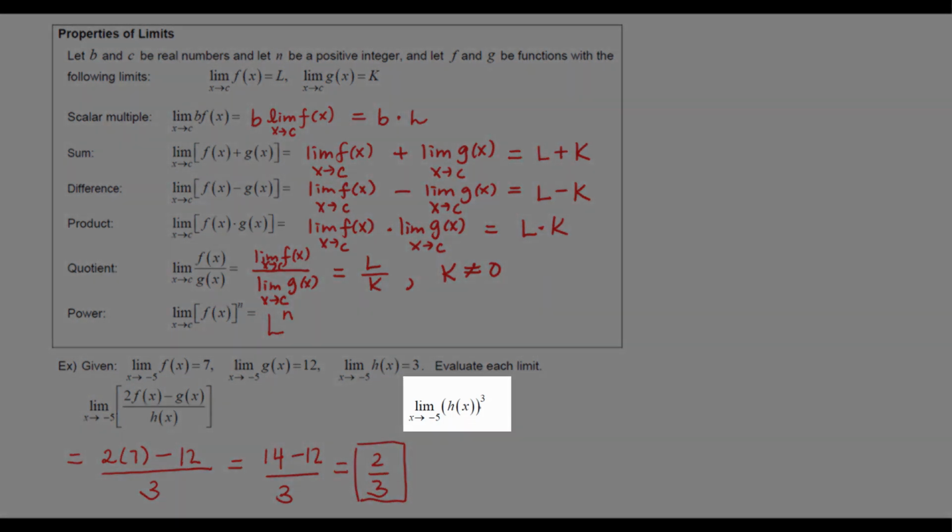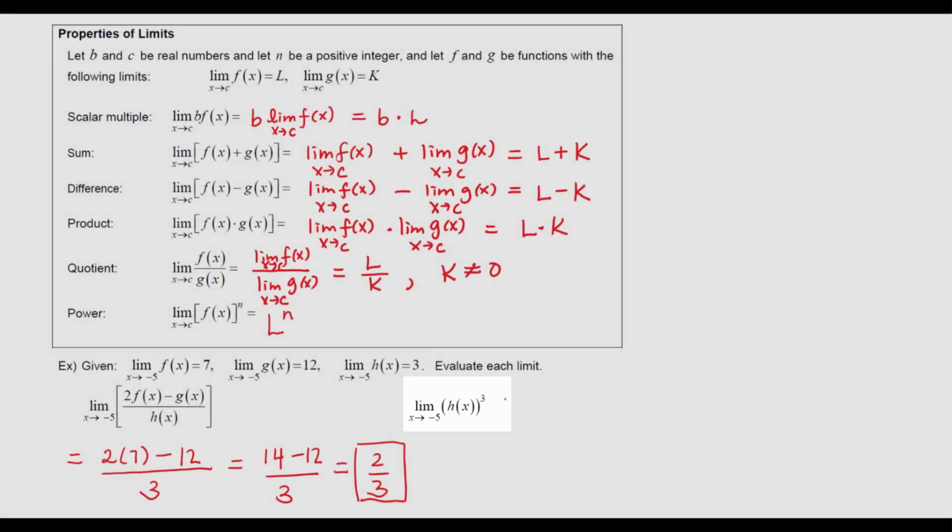How about the limit of h of x to the third power as x approaches negative 5? Then by the last property, the power property, this will be equal to 3 to the third power, which is equal to 27.